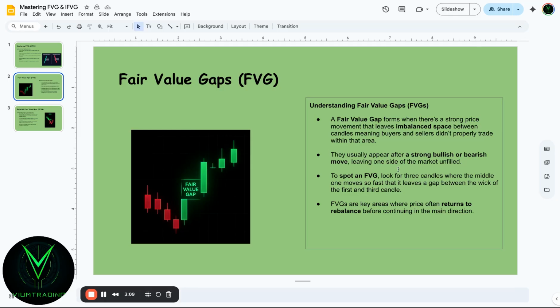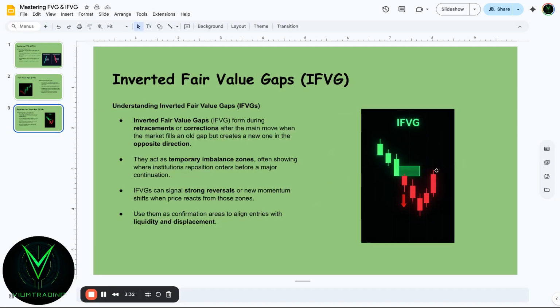Let me see what else we've got here. Fair value gaps are key areas where price often returns to rebalance, like I was saying here. So these create an imbalance. The price comes up over here, and the price wants to rebalance the market, so it comes back and tests this level. And I'll go deep into that now on the chart. For inverted fair value gaps, it's kind of the same, but you can see that the candle forms and hits fair value gaps. So when we see this candle coming up, the inverted ones usually tell you the market is going to have a retracement and it's going to change momentum.